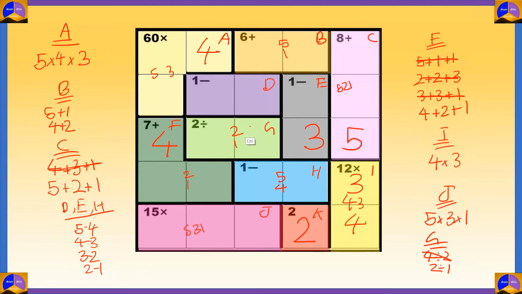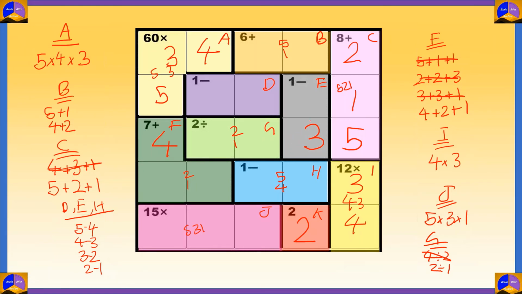Now, the remaining numbers in this row are 2 and 3. Now, 3 can't come in cage C as then it would be a repeat of 3 in the same column. So, the 3 would come in cage A and 2 in cage C. For completing cage A, we add a 5, and for completing cage C, we add 1.